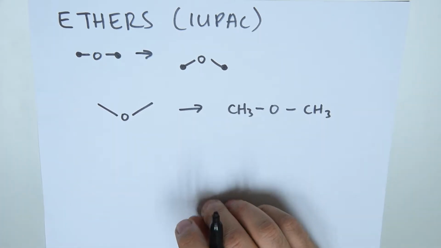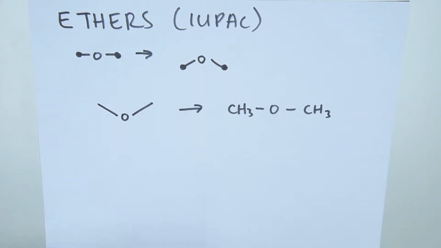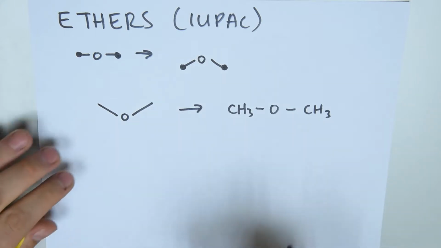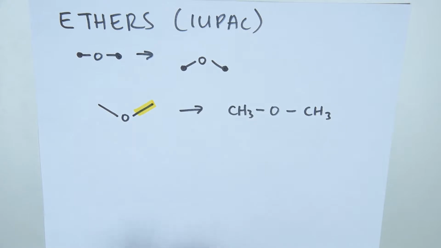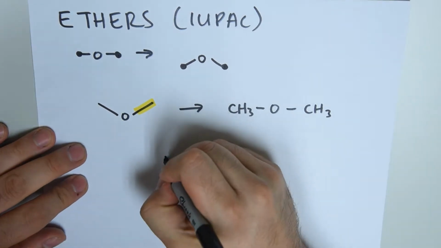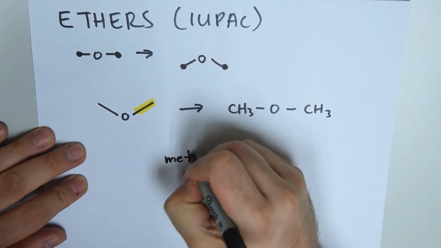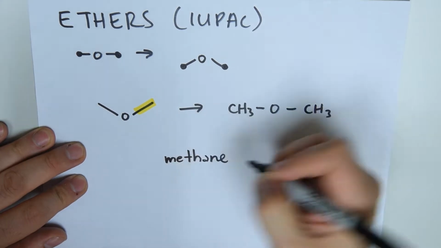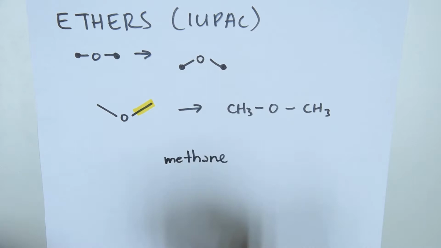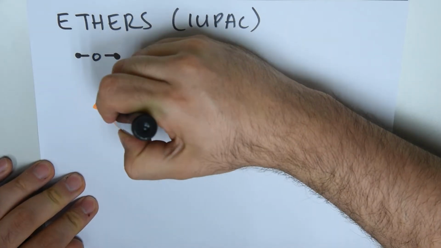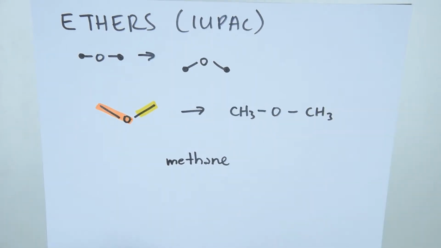So let's think about this. I'm going to find the longest chain to which the functional group is attached. So here it's essentially 1. So this yellow part I'm going to name methane. But what is attached to this methane? How do we call this remainder molecule, which is an oxygen with a methyl group attached?